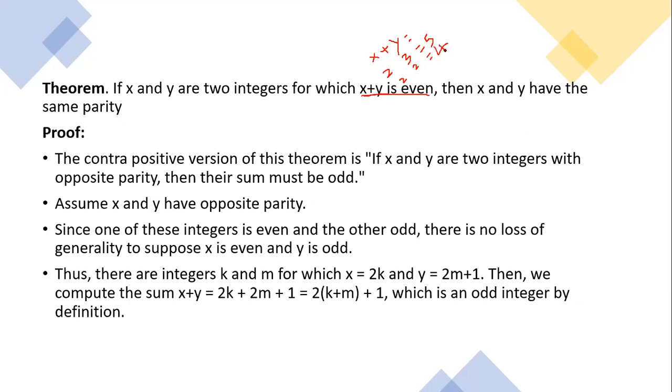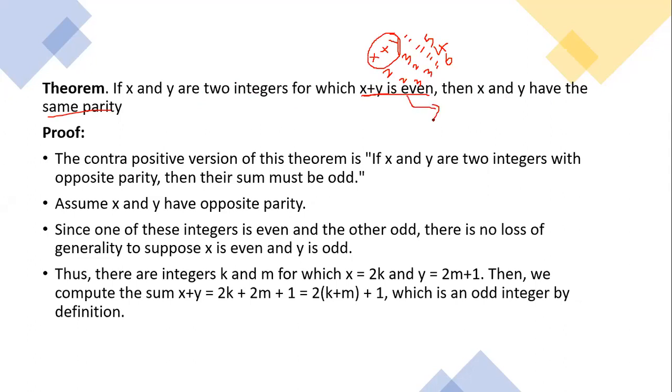Okay, and if I add two integers that are both odd, 3 plus 3, I get the answer as even. So what is the meaning? If x and y are two integers for which x plus y is even, then x and y have the same parity. Parity is nothing but even or odd. If both integers have the same parity, then I can say the addition is also even.